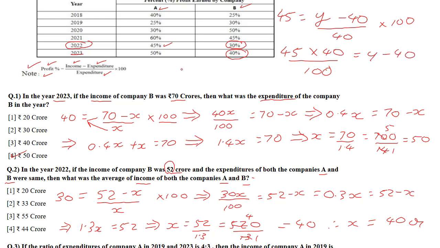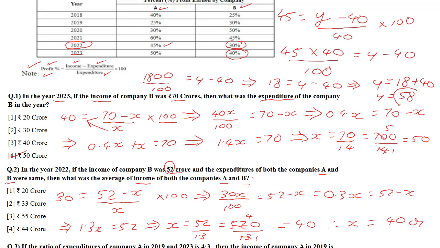Okay, and I'm going to continue along this line. It's going to be easier to solve now. 45 into 40 is going to be 450, 900, 1800, 1800 upon 100. Do the math, you'll also get the same number. It's equal to y minus 40, which implies 18 is equal to y minus 40, which implies y is equal to 18 plus 40, and therefore y is equal to 58.